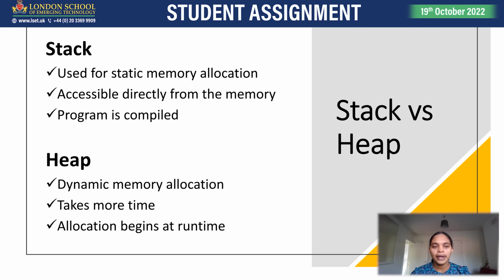Stack memory versus heap memory. Stack memory is used for static memory allocation. Variables that are allocated on the stack are accessible directly from the memory. Memory allocation happens when the program is compiled. Heap memory is used for dynamic memory allocation. Accessing objects on the heap takes more time. Memory allocation begins at runtime.